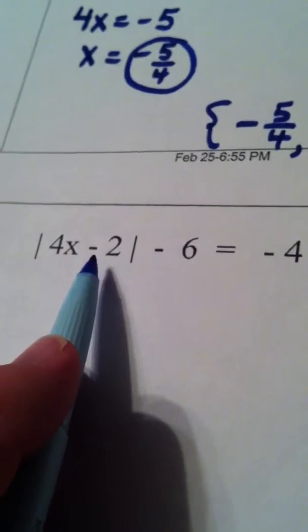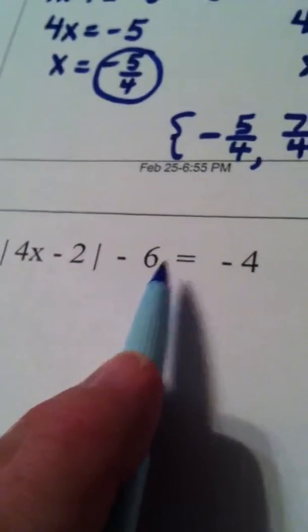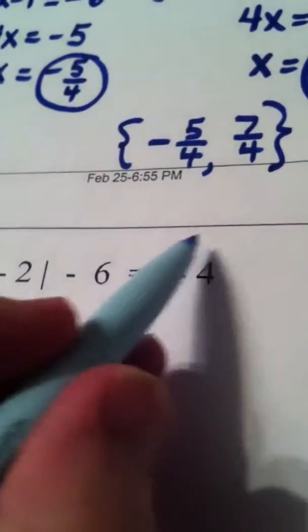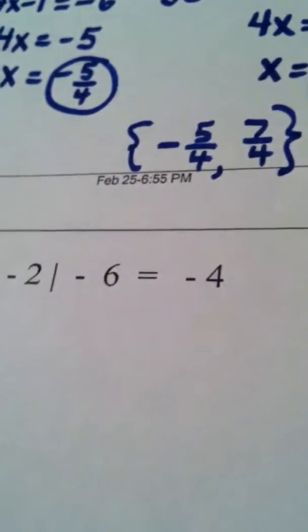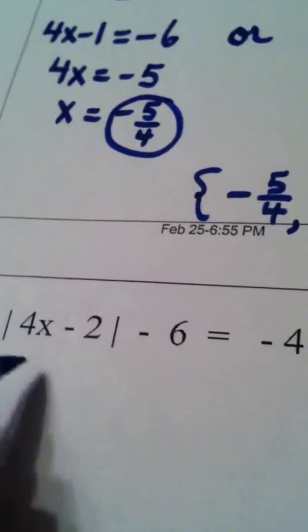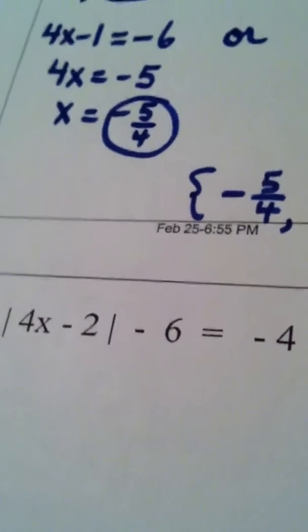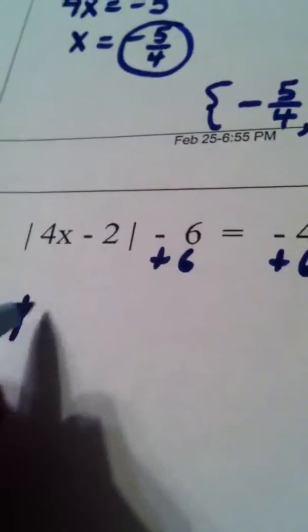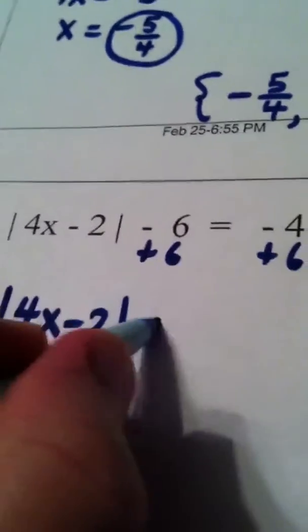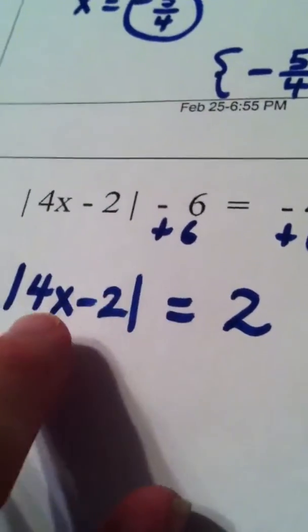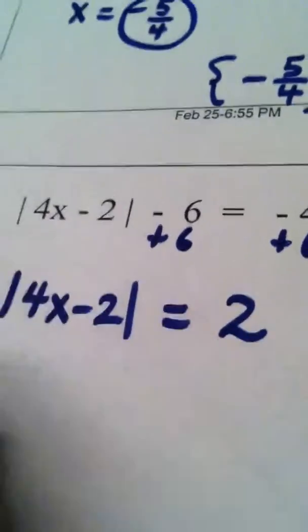Okay, and this last one. Absolute value of 4x minus 2 minus 6 is equal to a negative 4. Now some people would go, no, this can't work because the answer can't be negative. But don't fall into this trap. The first thing you have to do is get the absolute value bars alone before you can decide if the problem can be worked. So my first step here would be to add 6, okay? Which gives me the absolute value of 4x minus 2 is equal to 2. Okay, so this is a workable problem. Distance can equal a positive number.